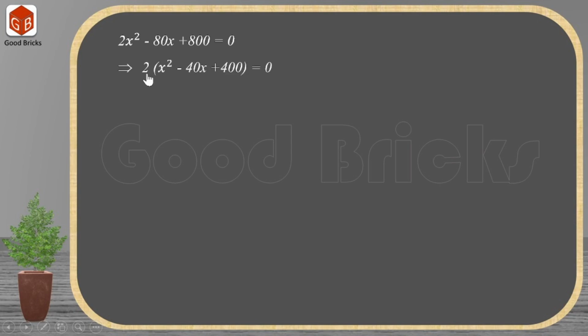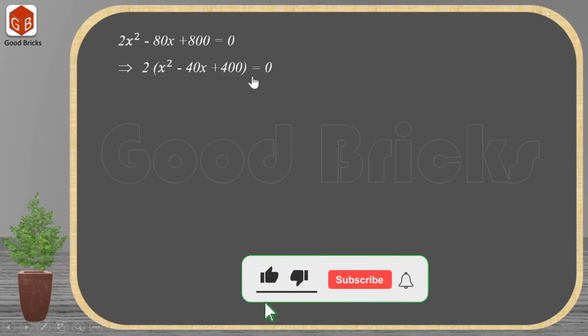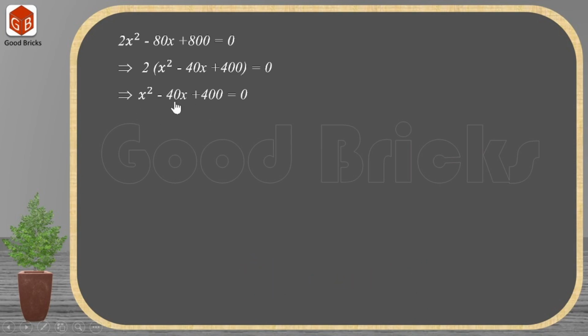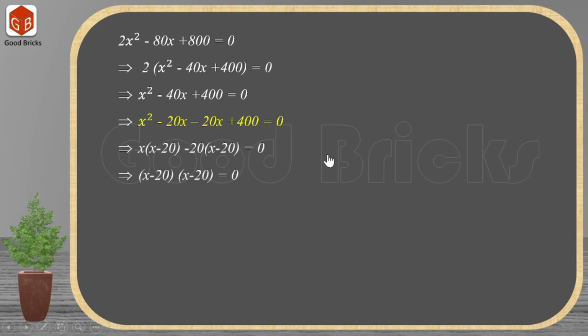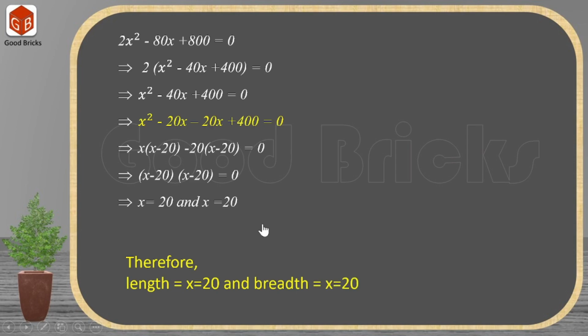So if you take 2 common, you can write as shown here, and when you transpose this 2 towards the right side, finally you will get as shown here, and here the middle term is minus 40x. After splitting, you can write as shown here, and after taking common and simplification, you will get the value of x is equal to 20 and 20. Therefore, we can say that it is possible to design the rectangular park with length 20 and breadth also 20. So this is a special kind of rectangle. What is the specialty? This is a square.